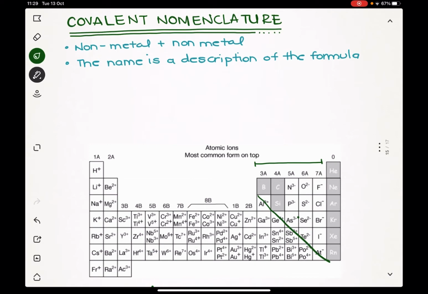A covalent compound by excellence is CO2, and everybody knows CO2, which is carbon dioxide. So in this case, it's actually telling you that it's one carbon and two oxygens, right? So it's actually telling me the actual description of it.